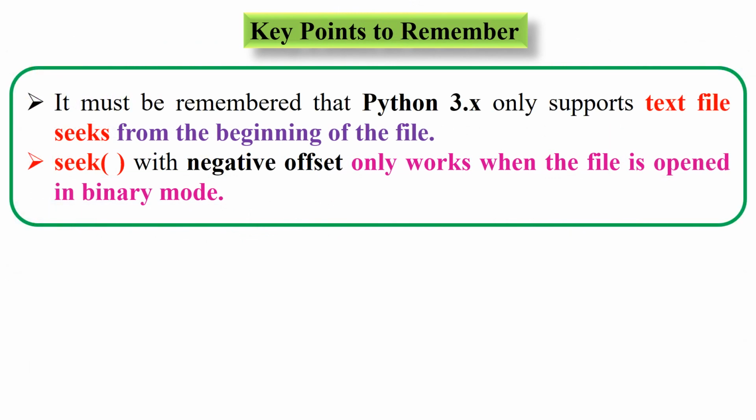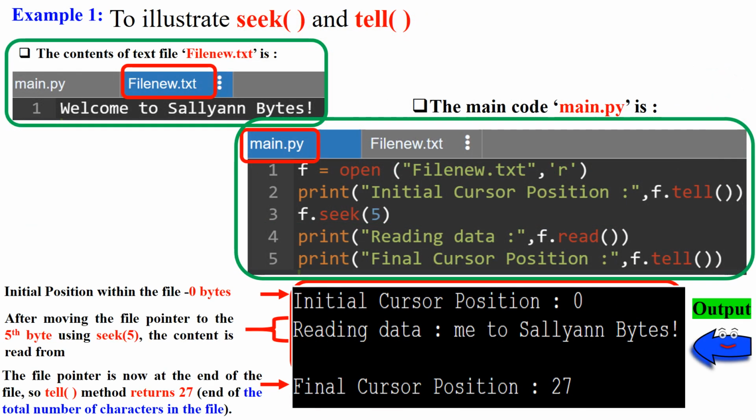Key points to remember. It must be remembered that Python 3.x only supports text file seeks from the beginning of the file. Seek method with negative offset only works when the file is opened in binary mode. Let's see some examples. Here, explanation is done clearly for this example, and you can see the visualization of how the cursor pointer moves through the code in the next screen.